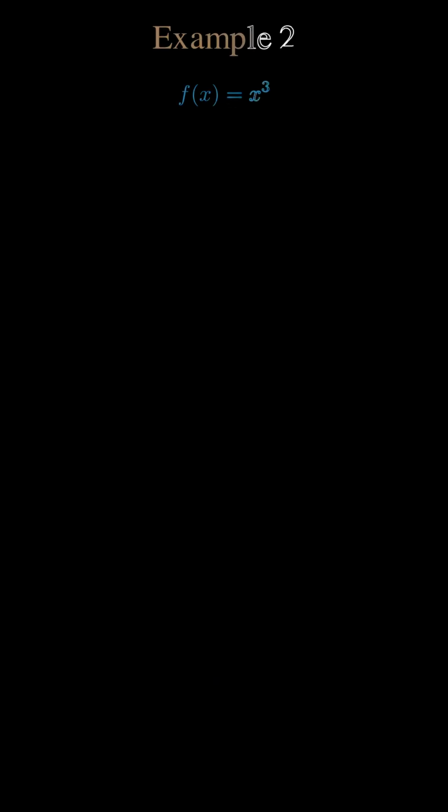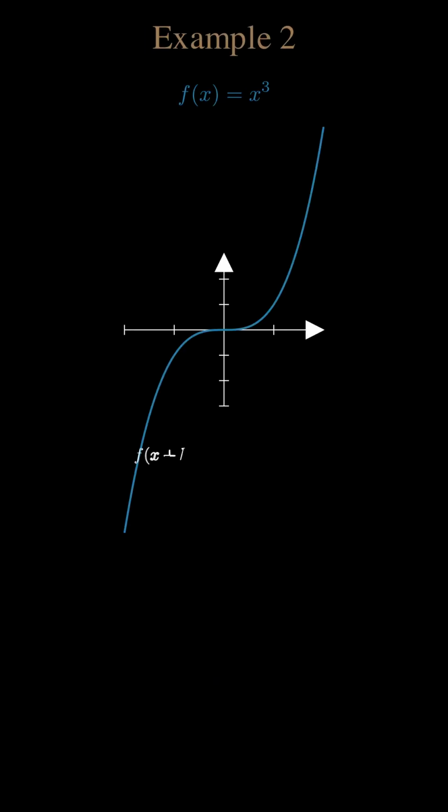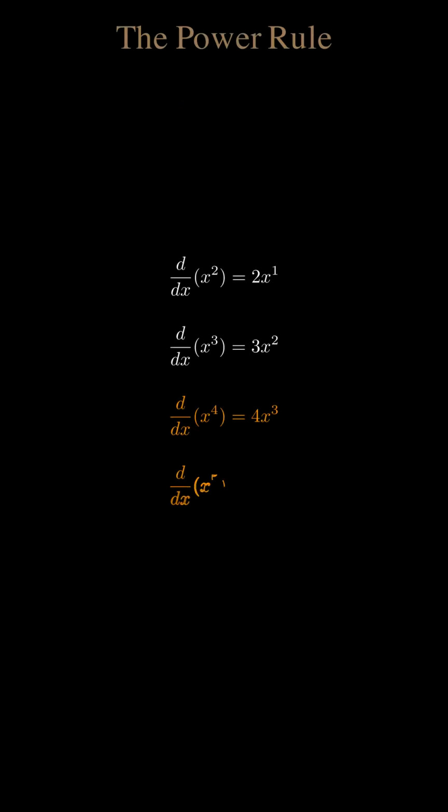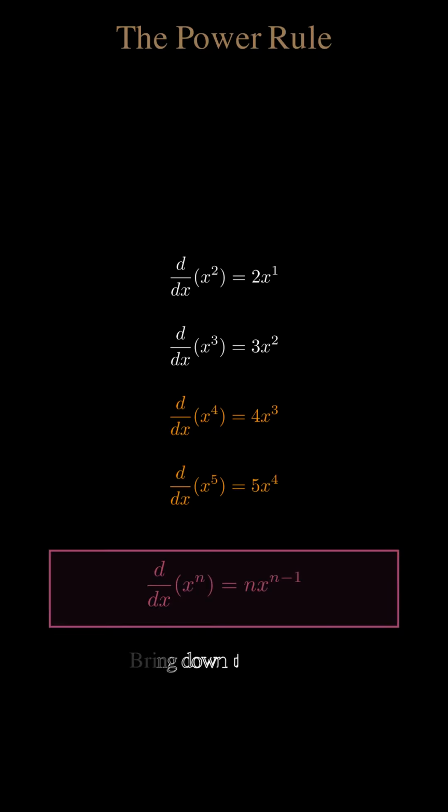Let's try one more, finding the derivative of x cubed. Following the same process: substitute, expand, simplify, and take the limit. We get the derivative of x cubed is 3x squared. Notice at x equals 0, the slope is 0. The curve is flat. At other points, the slope depends on x squared. Notice the pattern. For x to the power n, the derivative is n times x to the power n minus 1.